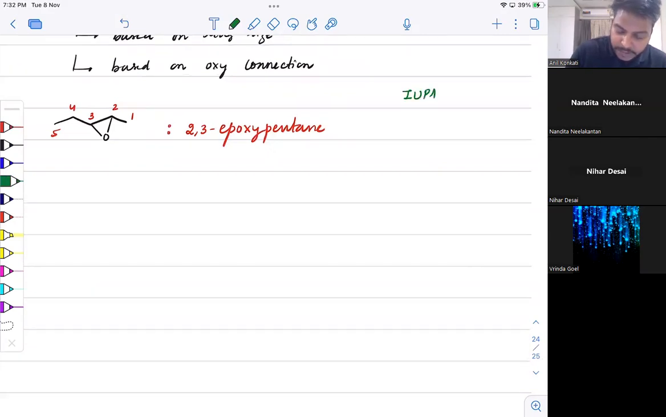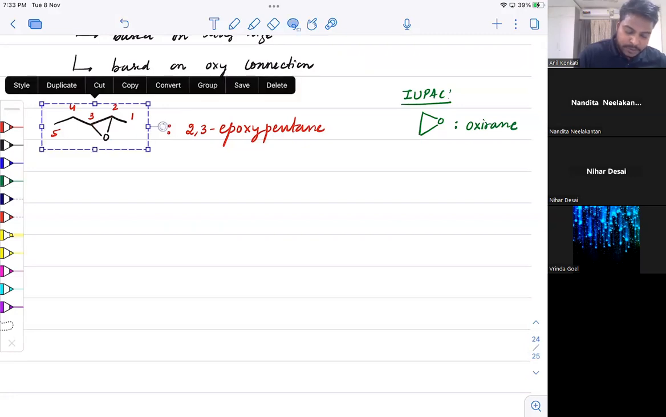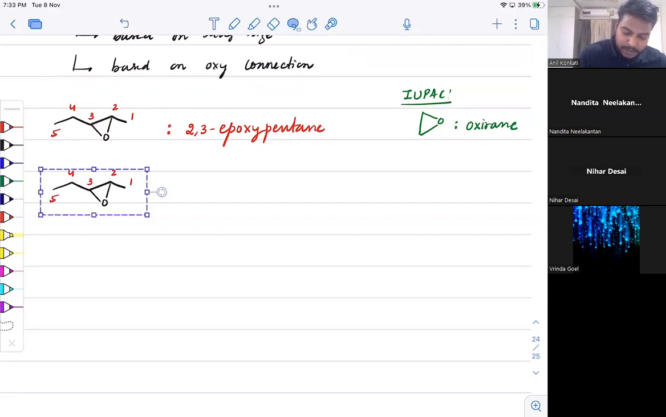IUPAC has decided that whenever there is a 3-membered cyclic ether, we can call that entire group oxirane. Now, this is one accepted IUPAC name, but the strict IUPAC, which is what we should use right now, is to consider this as a functional group. Let me copy that once again. This entire thing is a functional group, and it has a completely different name known as oxirane.